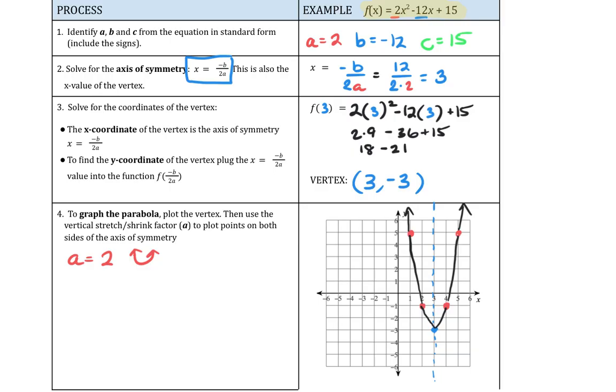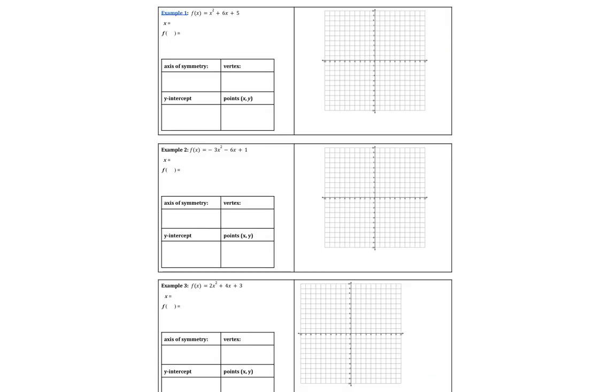The axis of symmetry is always right through the x value of the vertex. So the axis of symmetry is this blue dotted line. Now it's black dotted. I just keep dotting it. That's the line where x is equal to 3. Okay? Take a look at some examples.